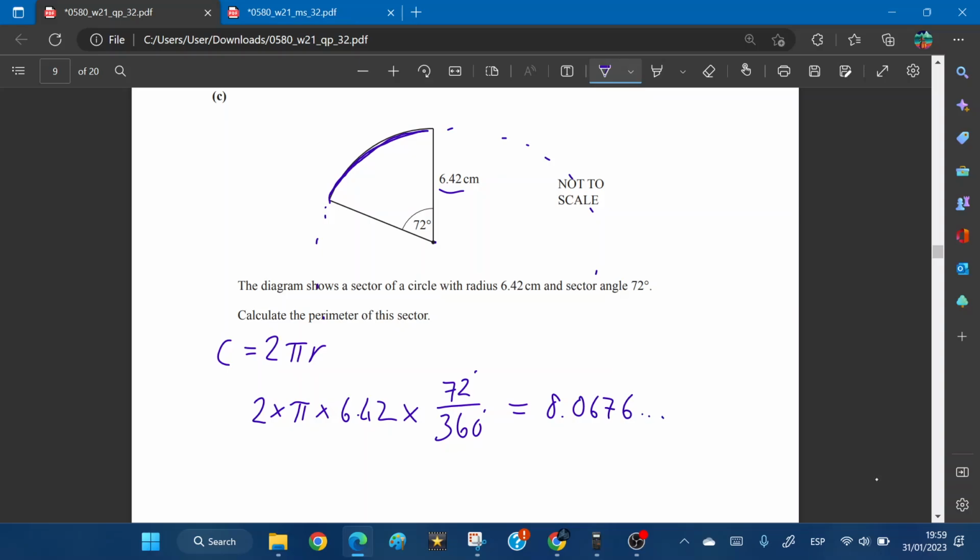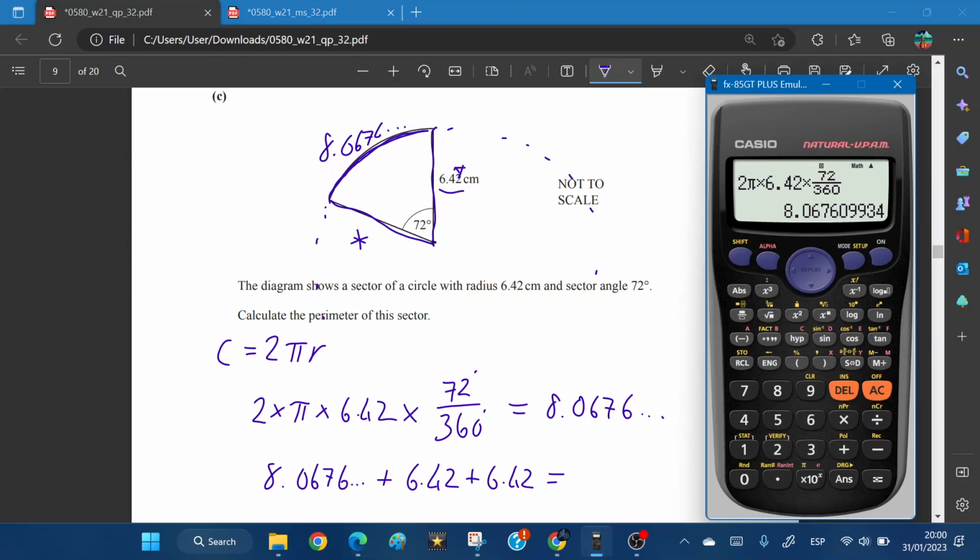Okay, so this is 8.0676. But like I said, this is also the perimeter, so we need to take that 8.0676, etc., and add the radius, not once but twice, because of this and that, and that will give us the final answer. So I still have that on my calculator. So plus 6.42 plus 6.42, 20.907.